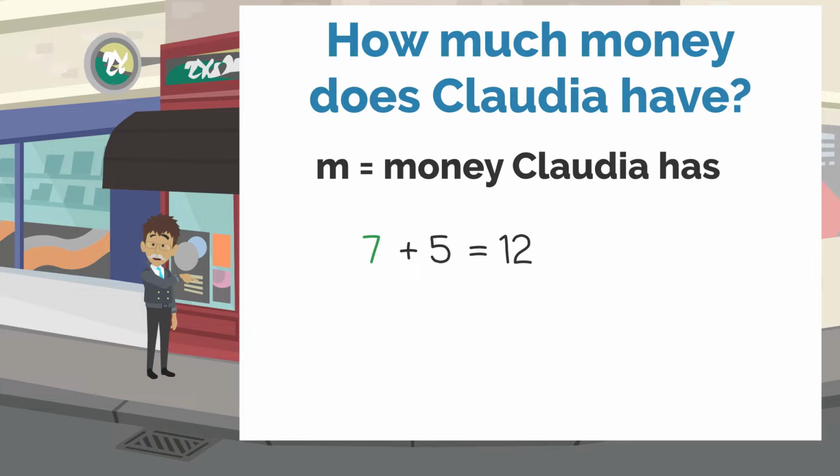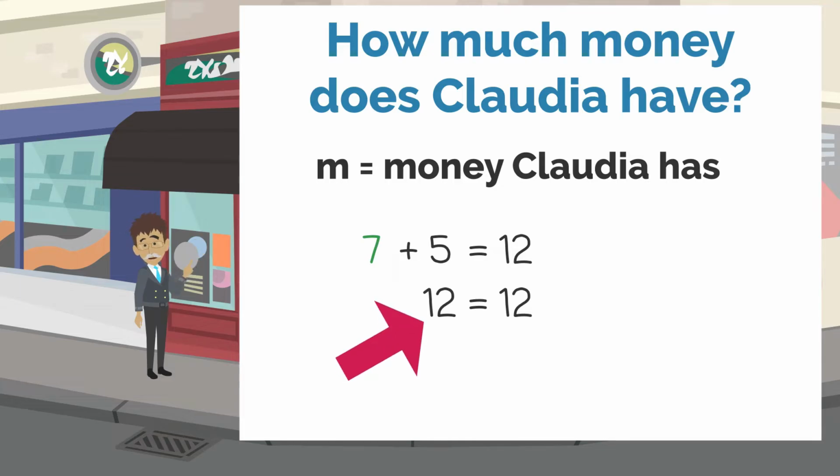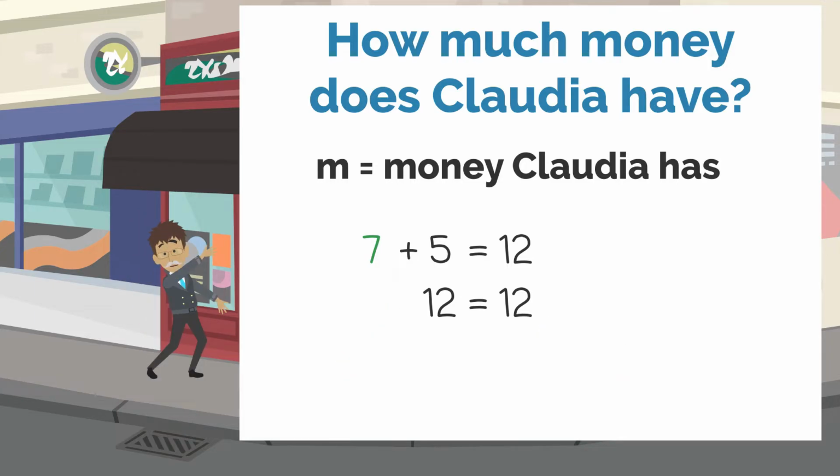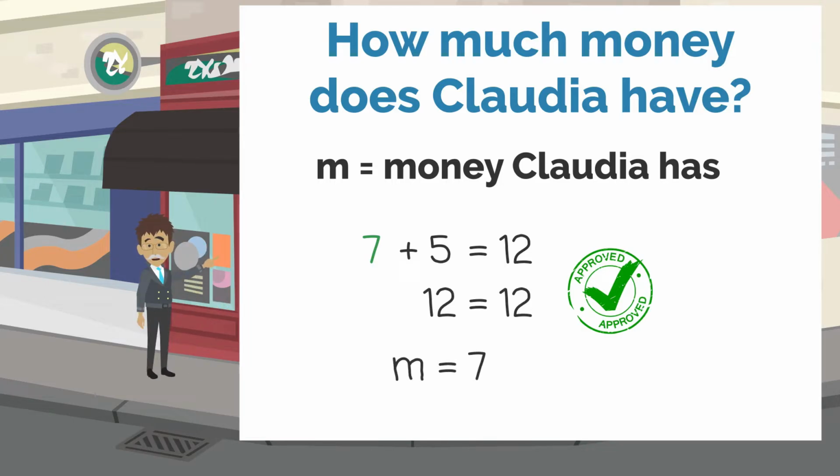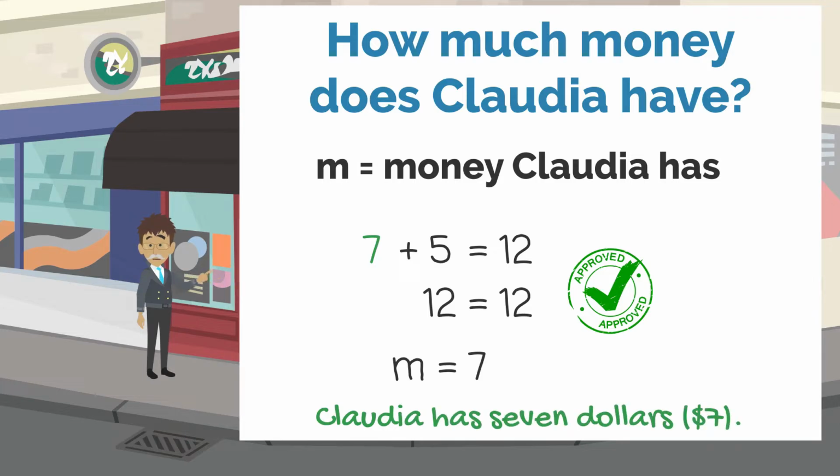Then, I simplify both the left and right sides of the equation. Finally, check to see if the final simplified statement makes sense. If the number on the left is the same as the number on the right, our solution is correct. In this case, we have 12 equals 12. This is a true statement. 12 is the same as 12. Therefore, our solution is correct. This means that Claudia has $7.